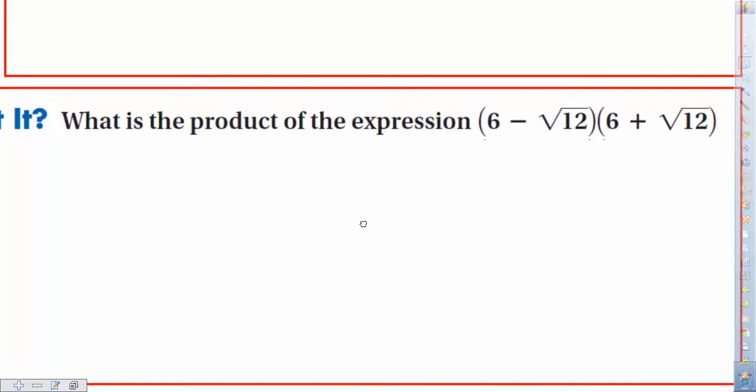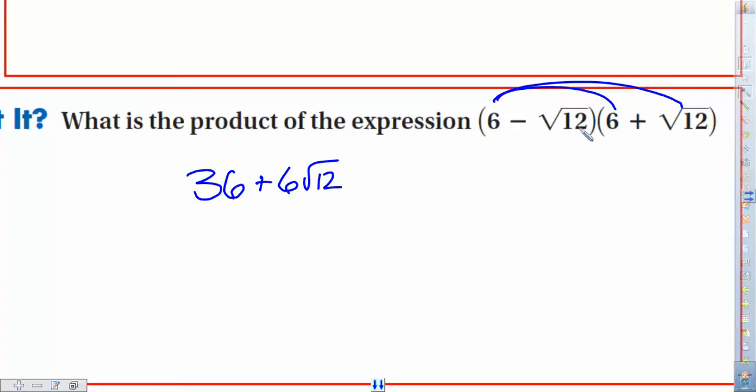Your turn. Okay? Let's do 6 minus the square root of 12 times 6 plus the square root of 12. Go ahead. Pause. Try it on your own. All right. Time to check the answer. First times first. 6 times 6, 36. Outer would be a 6 square roots of 12.